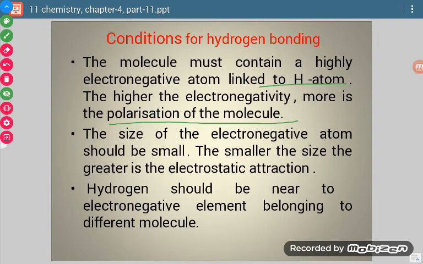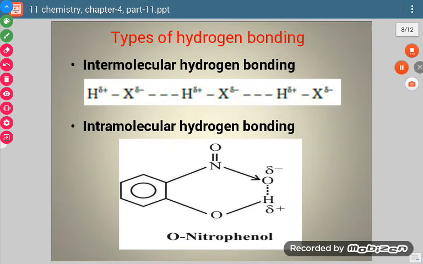Okay, now see, the size of the electronegative atom should be small. The smaller the size, the greater is the electrostatic attraction. Hydrogen should be near to an electronegative element belonging to a different molecule. Okay, so this is also one of the conditions. So these conditions must be met so that there is formation of hydrogen bond. Okay.